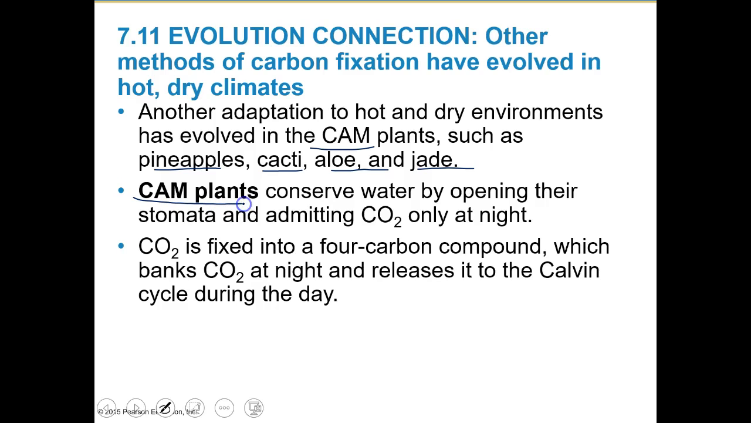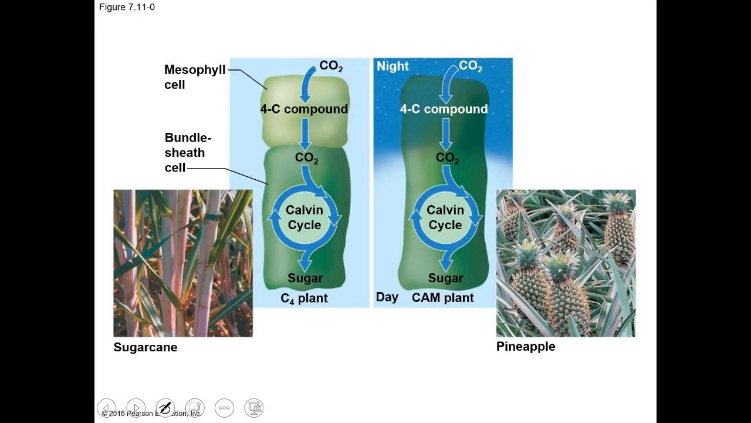So, CAM plants conserve water by opening stomata and taking in CO2 only at night. They have a day-night system worked out. There are separate cells in C4 plants, and CAM plants have separate timings, day and night. CO2 is fixed into a 4-carbon compound, which banks CO2 and then releases it to the Calvin cycle during the day. So, another example there.